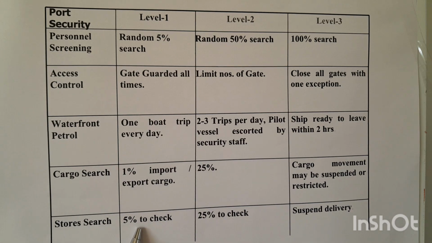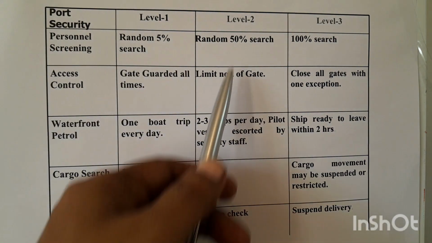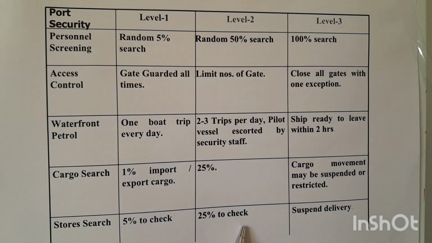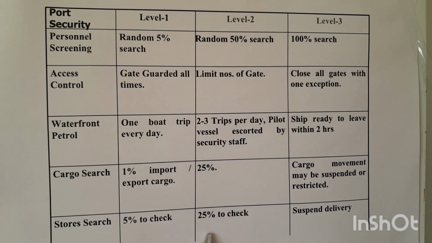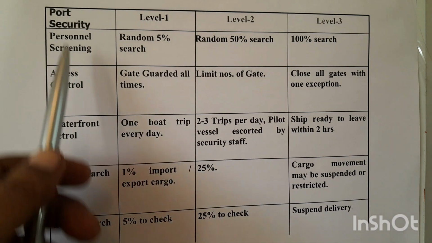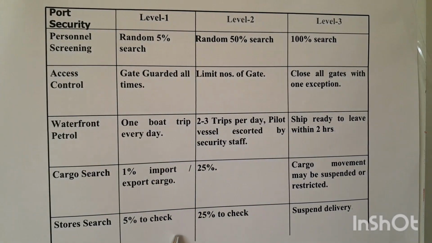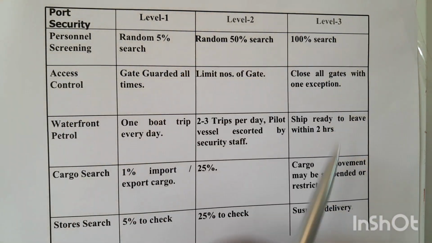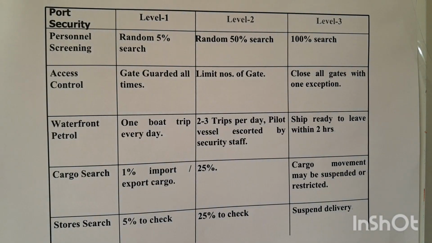Store search 5% during security level 1 and level 2 25% check. Store means something coming to the port or coming to the ship. So what is coming inside the port to the store? 25% check during level 2. Level number 3, suspend delivery. Nothing can be delivered to the port. We stop everything at the gate only when there is an imminent threat.